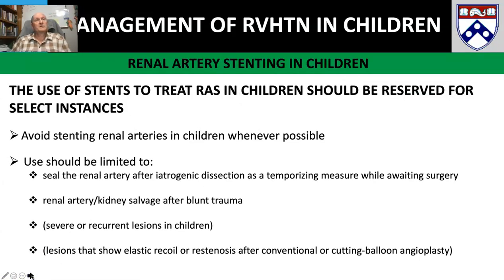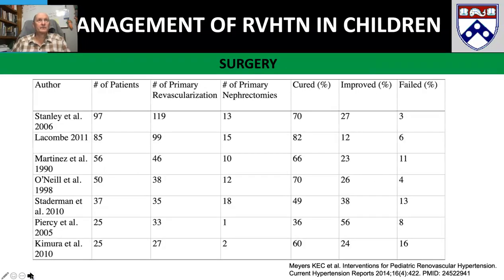So in terms of stents to treat renal artery stenosis in children, we reserve them for select instances. We avoid them wherever possible. However, they can be used if you want to seal a renal artery, as I've said, after dissection, or as a temporizing measure before surgery. Use them after blunt trauma. Perhaps use them in severe or recurrent lesions in children, and in lesions that show a lot of elastic recoil or stenosis after conventional cutting balloon angioplasty. Again, we've not had to do those except in kidney salvage instances.